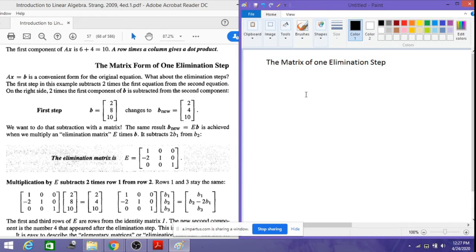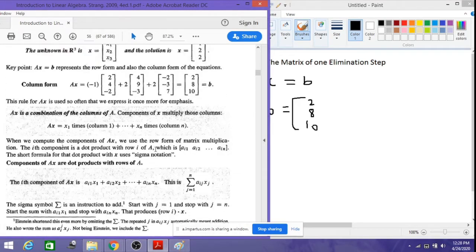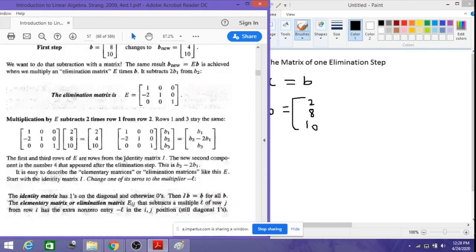Before, we used to write AX is equal to B. This is our original equation form. A are the coefficients and X are the unknown variables, which is supposed to be equal to B. So this is how we'll write it. Now, let's take the right hand side B, it is 2, 8, 10. I think this is the same as the previous example. Yes, 2, 8, 10.